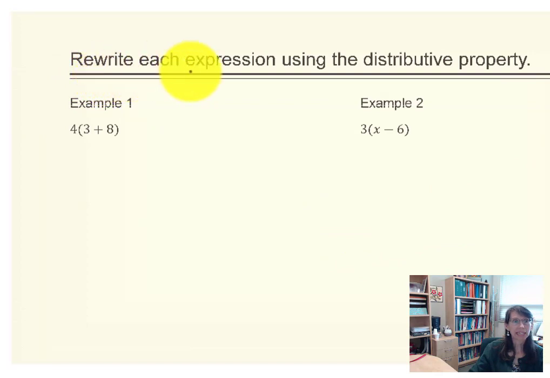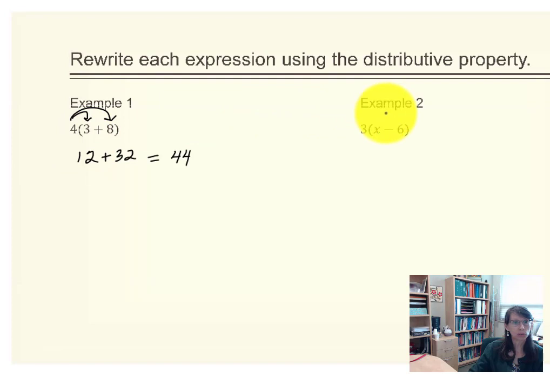Next, we're going to rewrite each expression using the distributive property. Example 1 has 4 times the quantity of 3 plus 8. Using the distributive property, that means 4 would be multiplied by 3, which would give us 12, and then 4 is distributed to the positive 8. 4 times positive 8 would be positive 32. Since 12 and 32 are both constant terms, we can combine those like terms to get an answer of 44. So we have completely simplified the original expression.